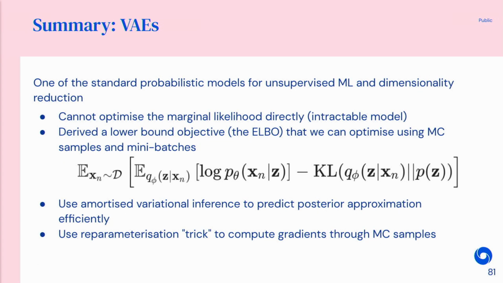So just to summarize, VAEs are one standard probabilistic model for unsupervised machine learning and dimensionality reduction, where we cannot optimize the log likelihood, but we derive this lower bound, and we use amortization and the reparametrization trick in order to make it trainable and then work with it.